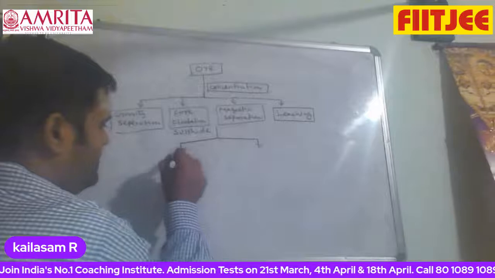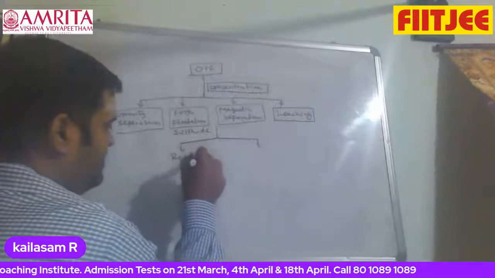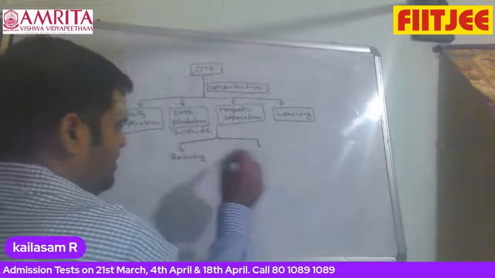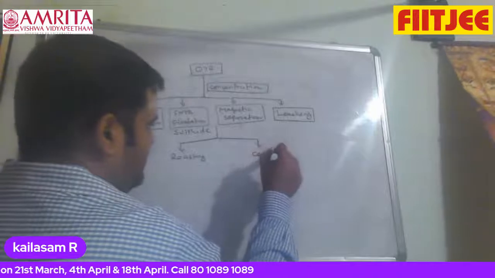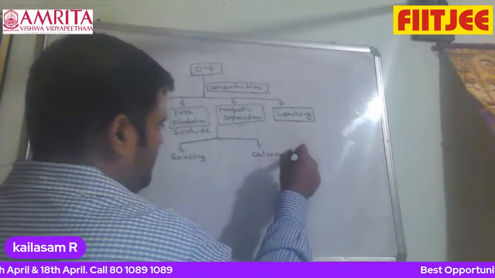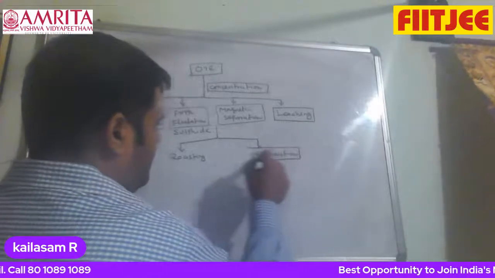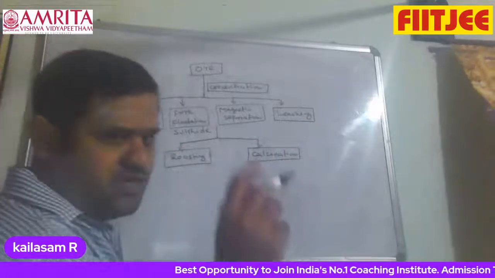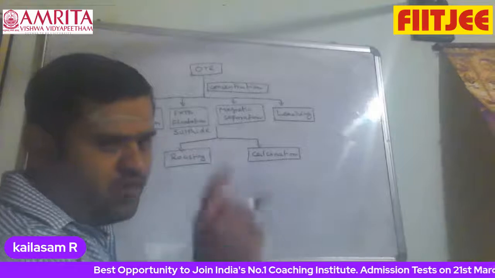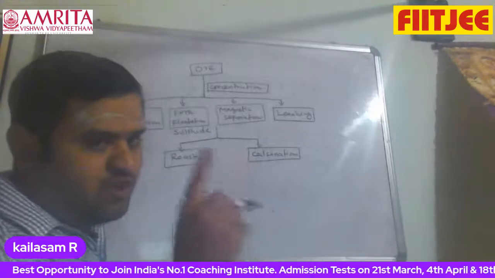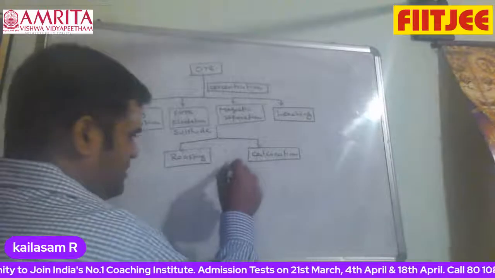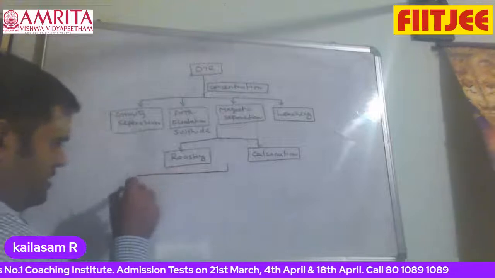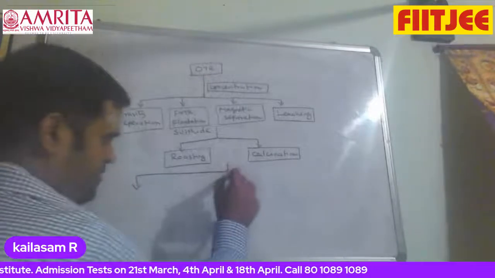Once we do the concentration, then the process to convert into oxide is roasting. Another one is called calcination. That means roasting and calcination, why are we doing this? Because we are converting into oxide ore. Why are we converting into oxide ore? Because it's easy to reduce it. Look at this.